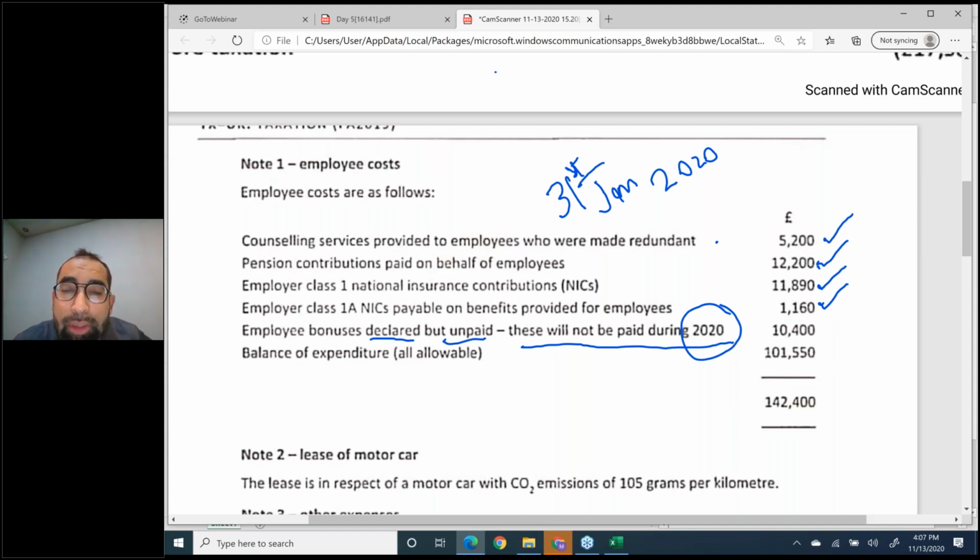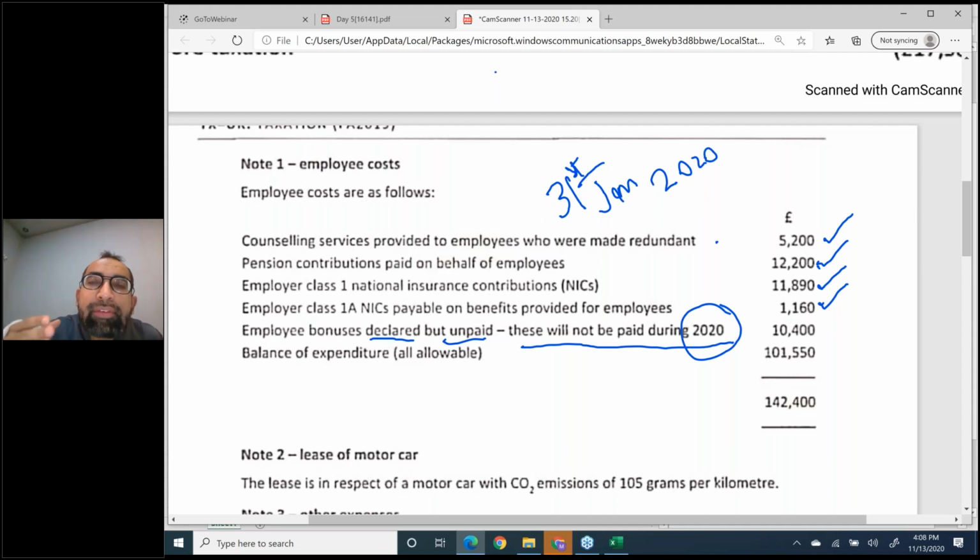Now there is a law, there is a rule. Listen, if you are not going to pay your employees salaries or bonuses or remuneration within 9 months after the year end, then such salaries are not allowed. I repeat, this is a different and new thing, and I must say this is a non-routine thing.